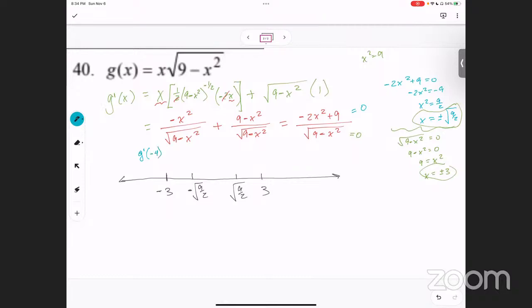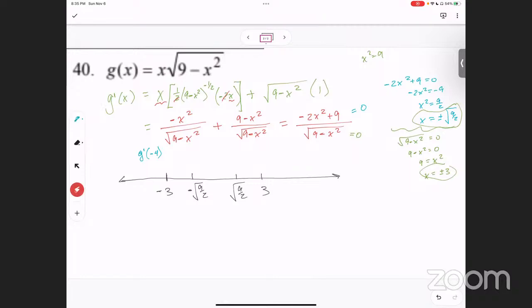I guess 2. Let's go -4. Left of 3 would be -4. Oh, you mean, oh, left of -3, my bad. Sorry, you're right. I said 3. Left of -3. Yeah. Left of -3 is going to be that.